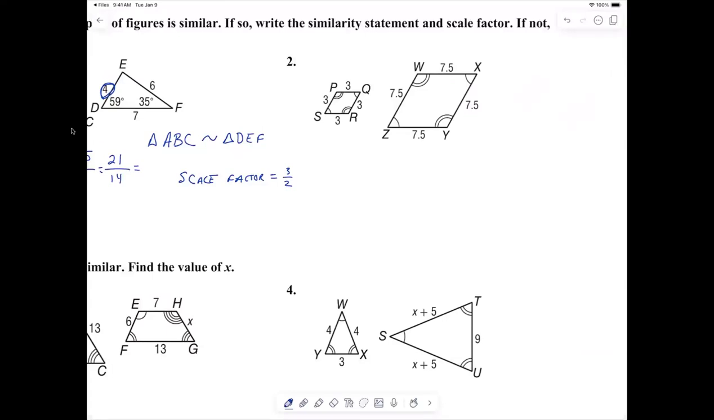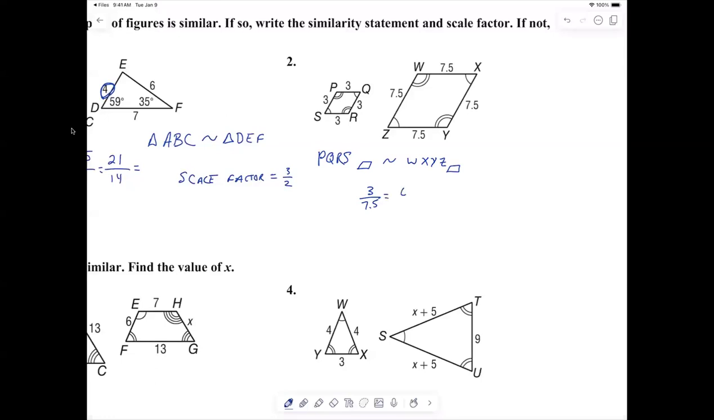So here again, we can say that rhombus, and then we're going to label it PQRS. PQRS is similar to WXYZ. And now, of course, it is 3/7.5. And you can see what I'm saying.